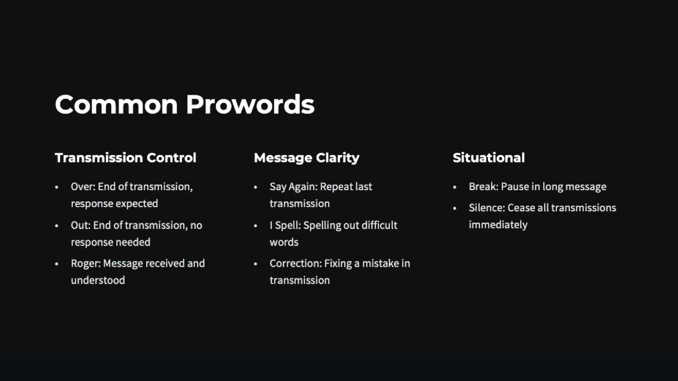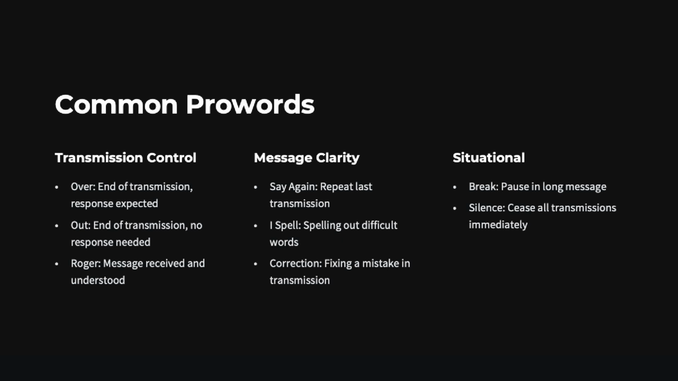So some common pro words. First, transmission control. So over. At the end of a transmission, you will say over. I'll give an example in a moment, but saying over means that you're expecting a response. 2 is out. So that is at the end of transmission and you're not expecting a response. 3 is roger, which means a message has been received and understood.